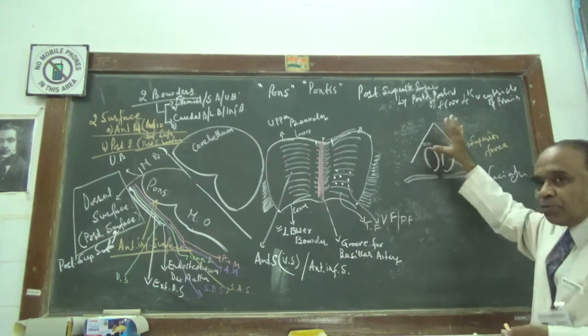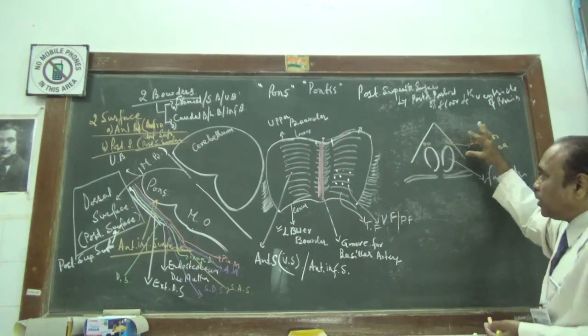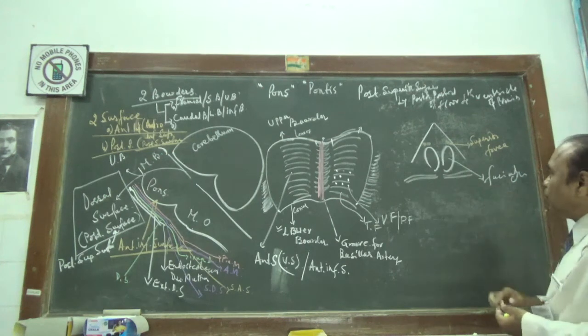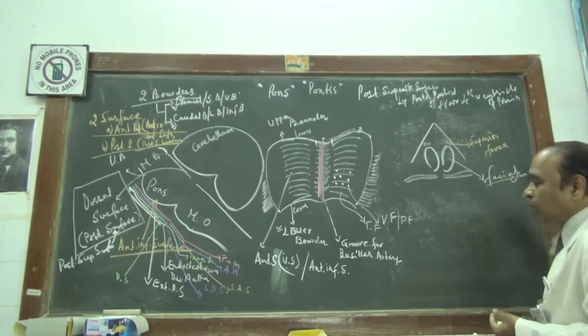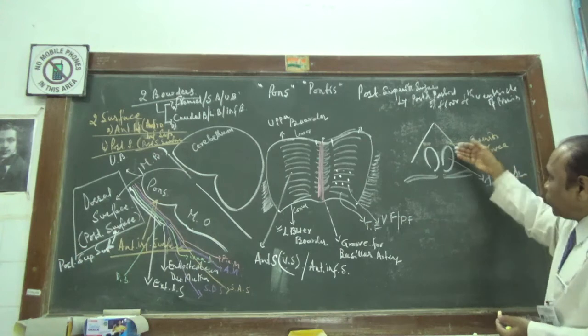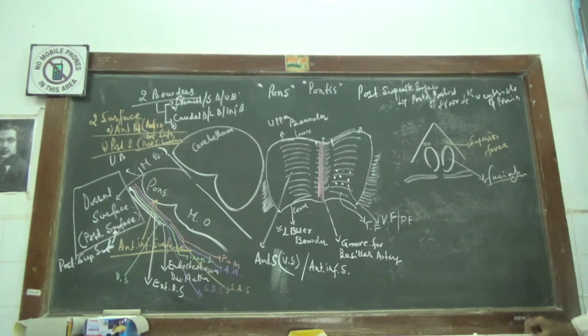Now there will be a little bit of unevenness. It is not uniform. That is because of the facial colliculi, or you can say facial swelling. Along with that, on the superior part of those facial colliculi you have one small depression, that is called the superior fovea.